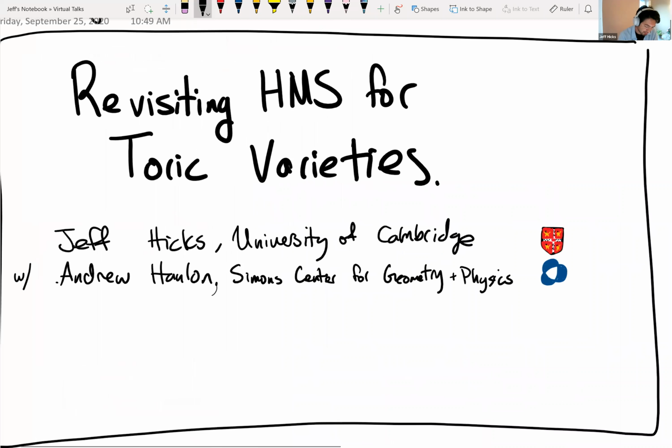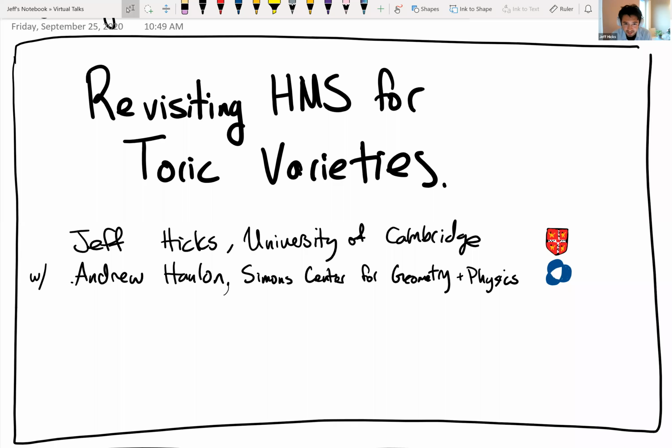Great. So the second half of the talk, or the research portion, is on revisiting homological mirror symmetry for toric varieties. All of this is joint work with Andrew Hanlon, who's at the Simon Center for Geometry and Physics.